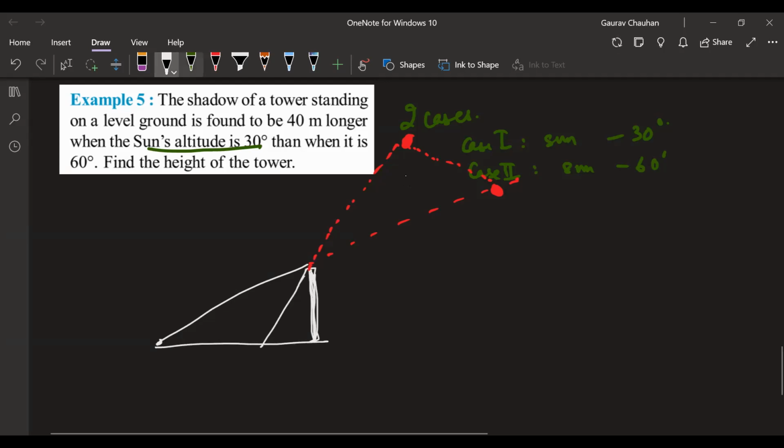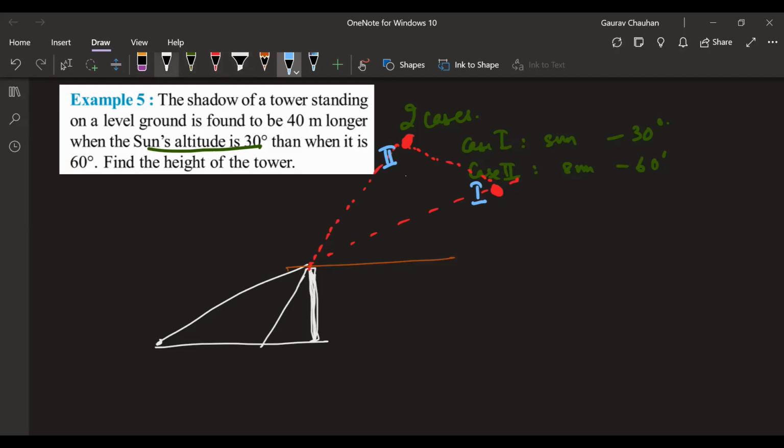In the first case, when the sun is at 30 degrees, I want you to think about it very clearly. You're standing on top of the building. When you're standing on top of the building, this will be your horizontal. This is case one, and this is case two. Maybe case one is like 8 o'clock and case two is like 10 o'clock.